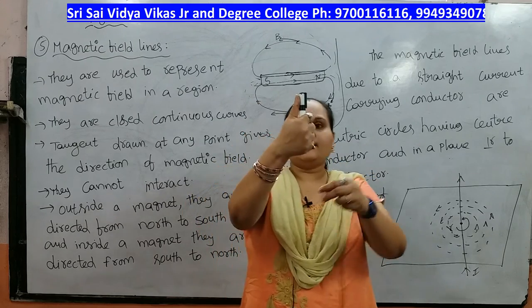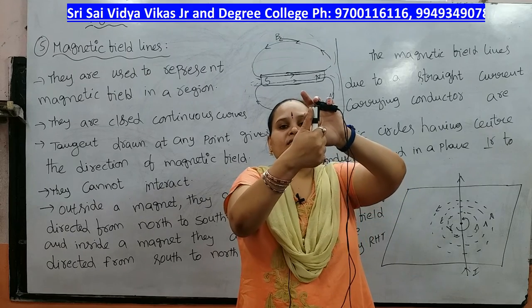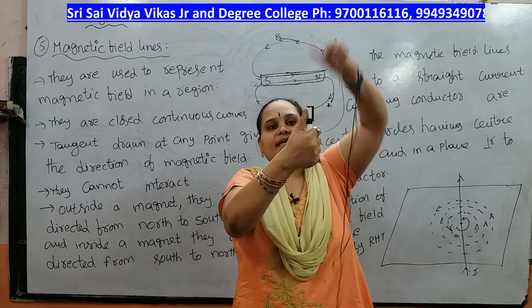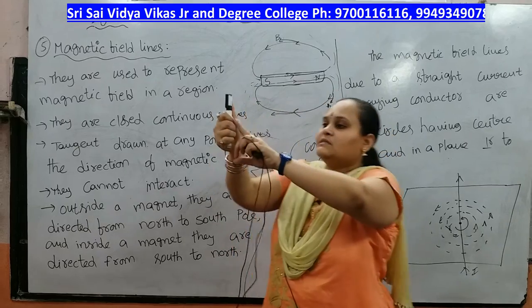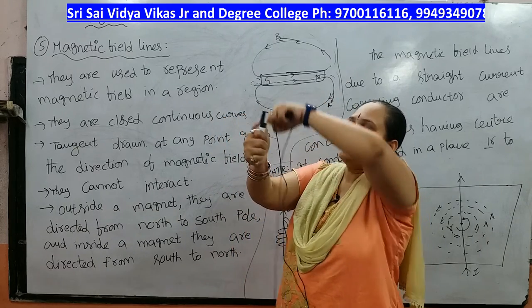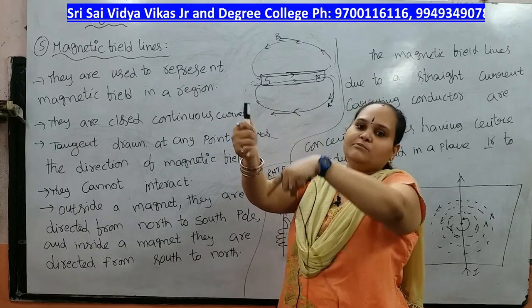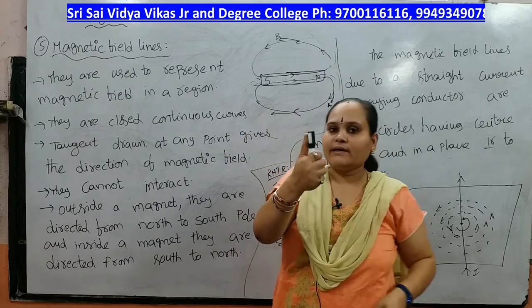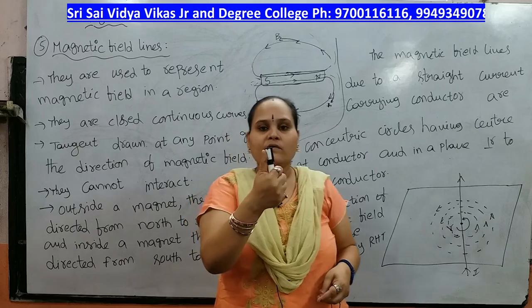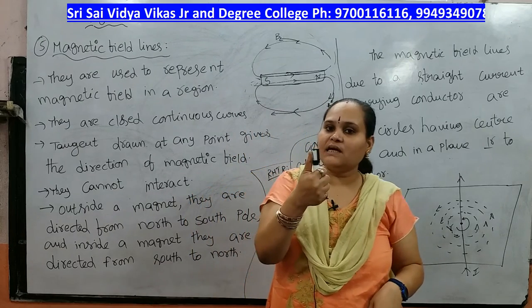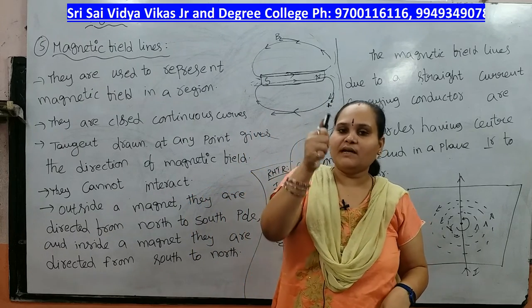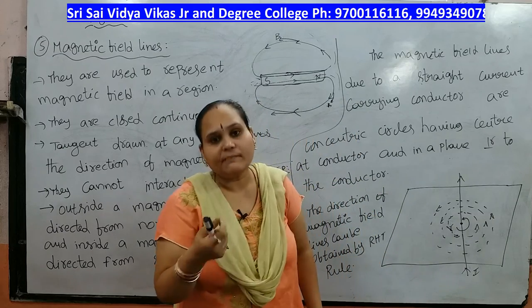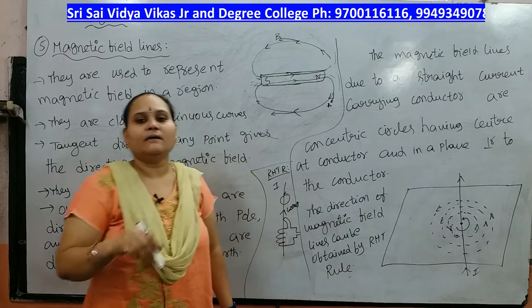This is our right hand. Observe here, this is the thumb. It indicates the direction of the current, and the fingers indicate the direction of the magnetic field. So the right hand thumb rule means the thumb represents the direction of the current and the four fingers represent the direction of the magnetic field.